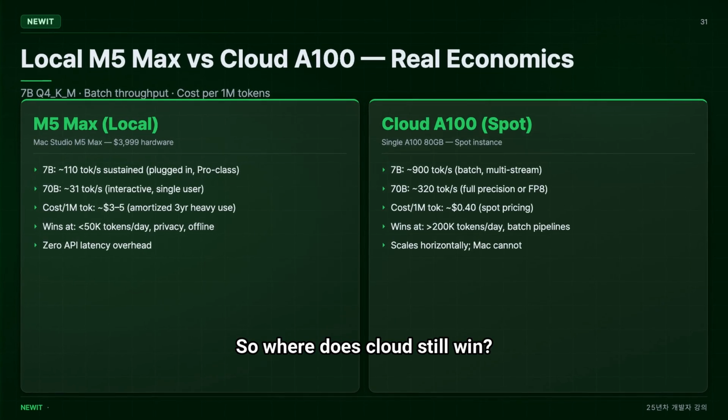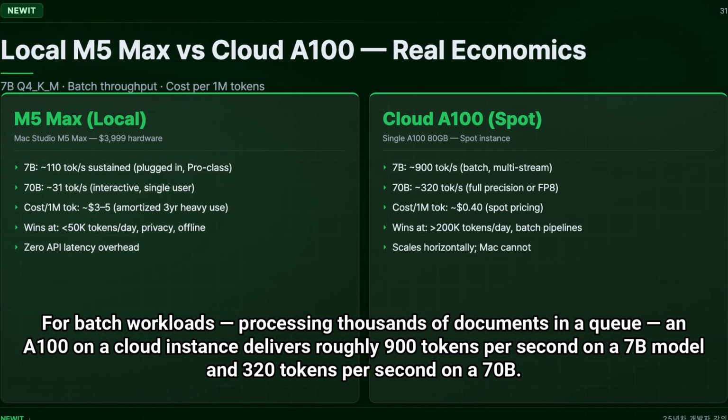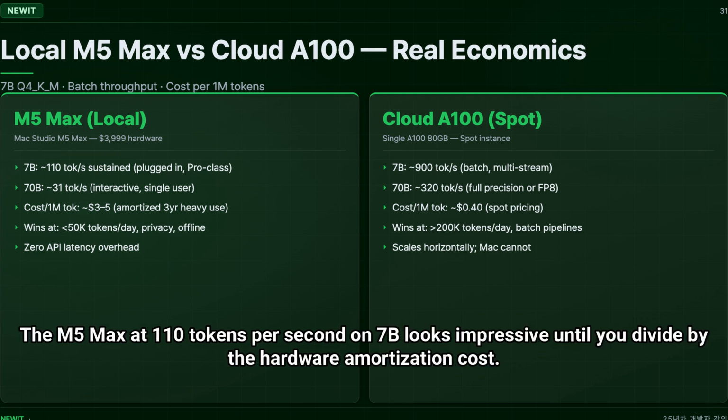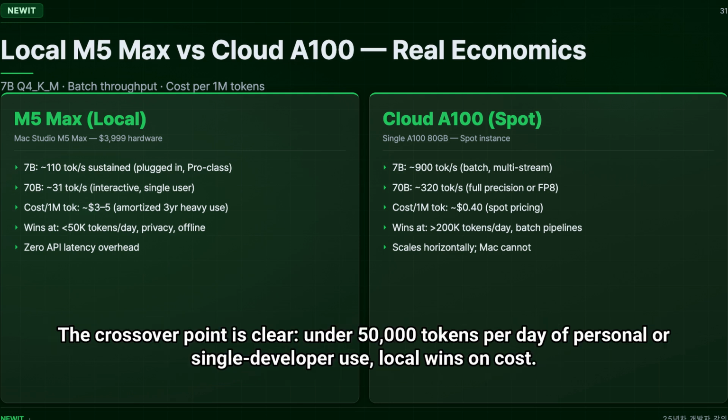So where does cloud still win? Let's be direct. For batch workloads, processing thousands of documents in a queue, an A100 on a cloud instance does roughly 900 tokens per second on a 7B, and 320 tokens per second on a 70B. Cost per million tokens on a spot A100 instance runs around 40 cents. The M5 Max at 110 tokens per second on 7B looks impressive until you divide by the hardware amortization cost. Spread a $4,000 Mac Studio over 3 years of daily use, and your effective cost per million tokens for heavy batch use is closer to $3 to $5, 7 to 12 times more expensive than spot cloud at scale.